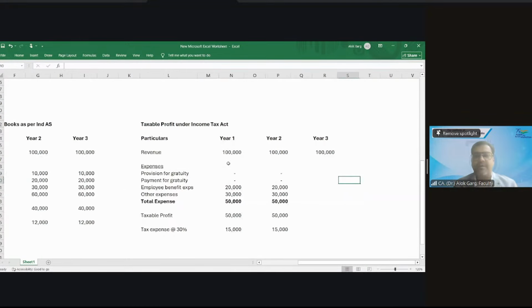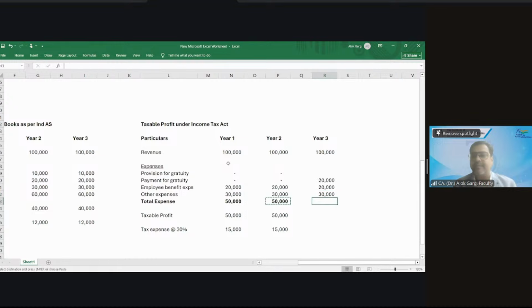But in the third year, what is my payment of gratuity? 20,000. 20,000 is my payment of gratuity. So this is an allowed expense now, right? This will become the allowed expense now. Rest of the expenses, 20,000 and 30,000, I'll keep as they are.